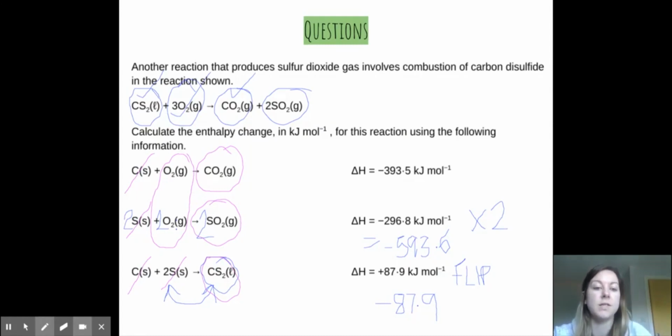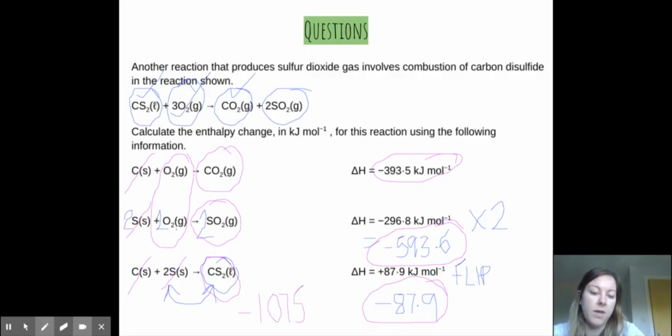All we have to do is add the three values together. So we've got negative 393.5, negative 593.6, and negative 87.9. So if you total them up in your calculator, you should end up with negative 1075, and units, as always, are kilojoules per mole.